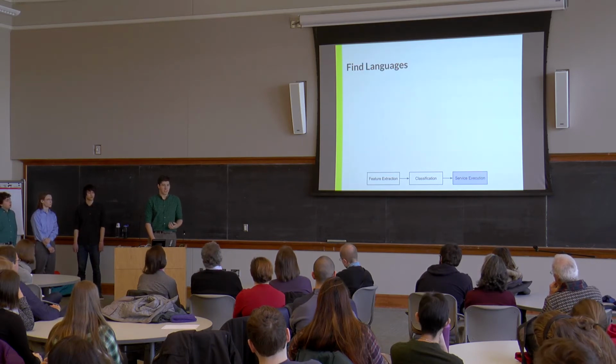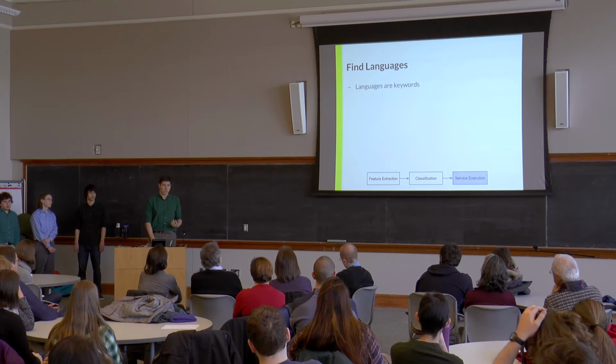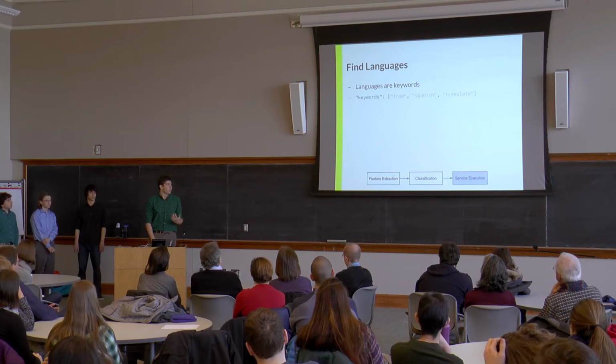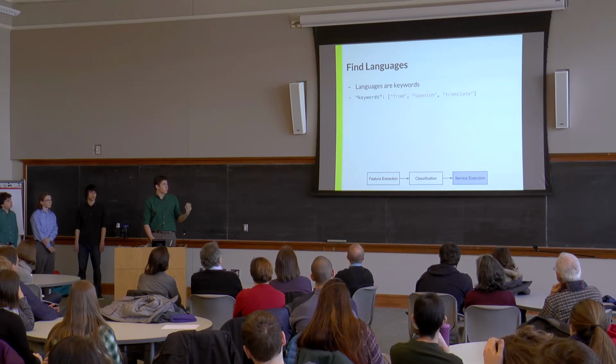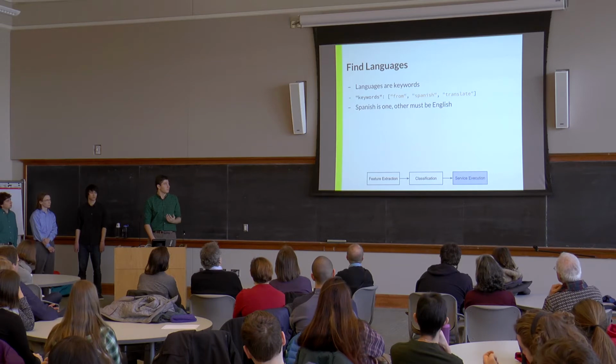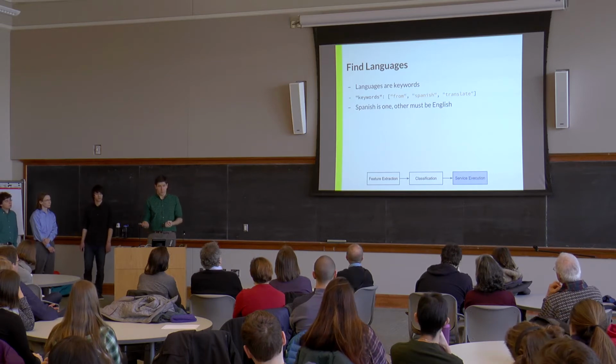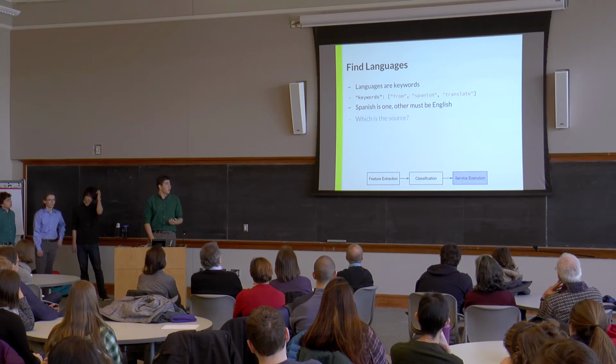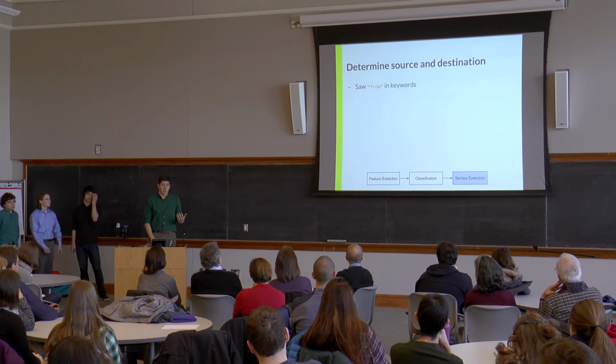The first part of this is finding the language in the query. Languages are keywords for the translation service, and so they show up in our keywords. Looking at these keywords, we see Spanish is a language, and we infer that the other one must be English because there's only one language in our keywords. But which one's the source and which one's the destination? We also saw from in our keywords.